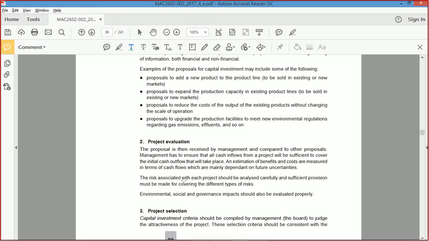So what are the risks? What is the environmental, social, governance impacts? In other words, what's actually going to happen? What's the outcome? What's the estimated benefits and costs? See that? There it is.